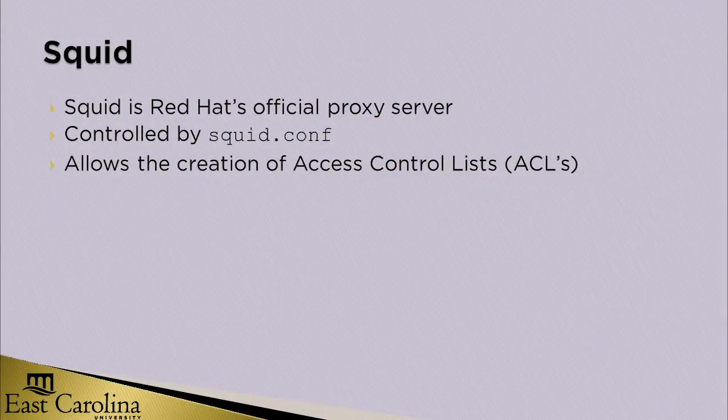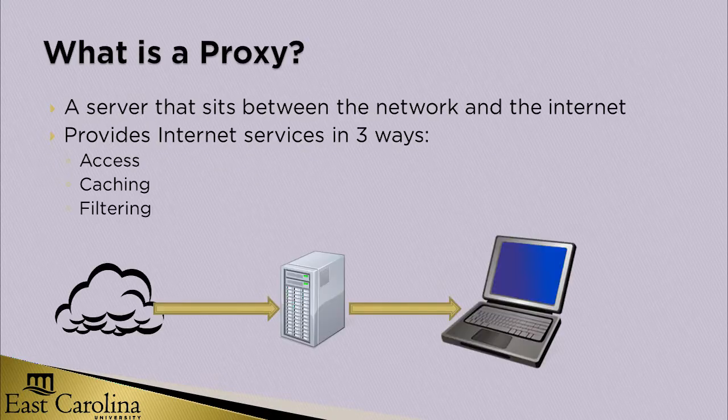Deny access to the Squid server. Let's take a look at what a proxy server does. A proxy server sits in between networks. In the scenario below, you see the Squid Proxy server sits in between the public cloud and the private corporate network. Without the Squid Proxy server, the private corporate network has no access to the Internet. The proxy server provides Internet services to the private network in three ways.